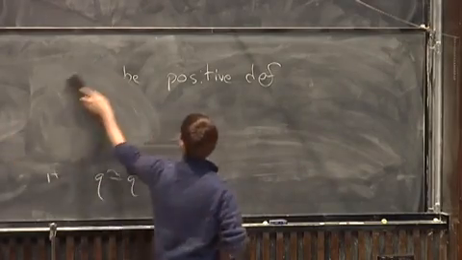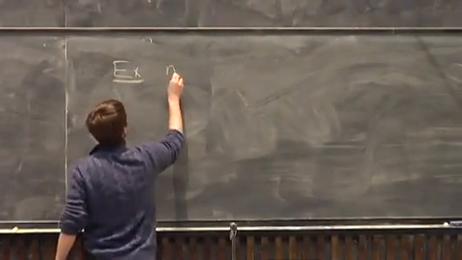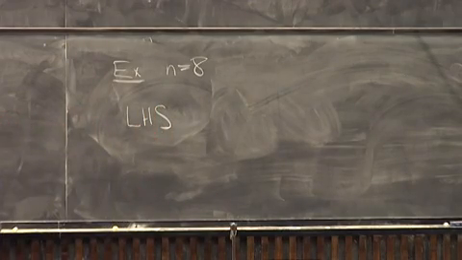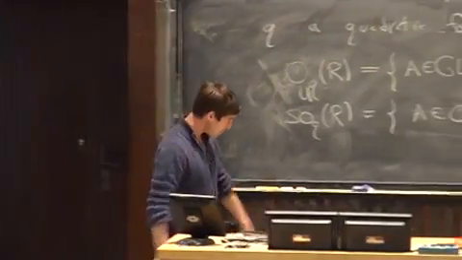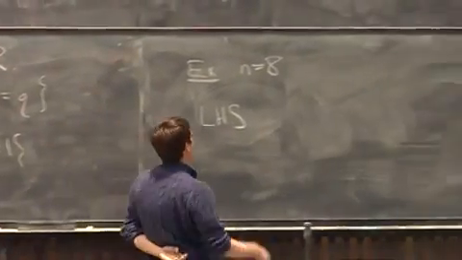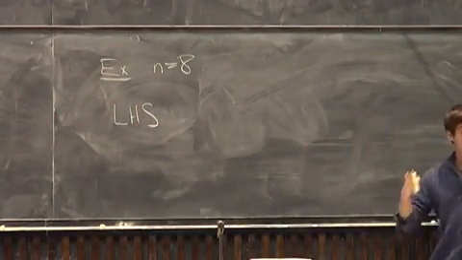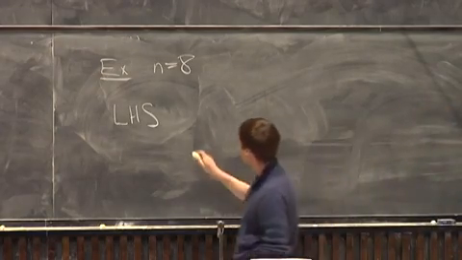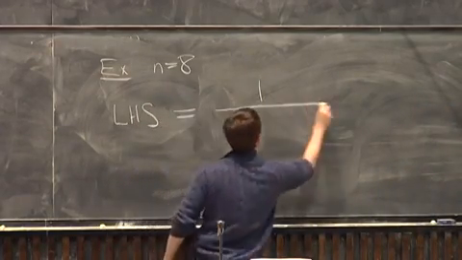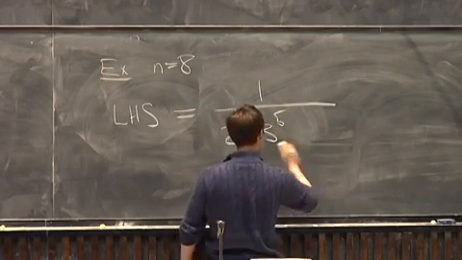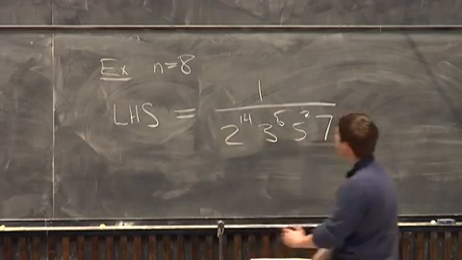The first example I told you would appear when n is equal to 8. So when n is equal to 8, what happens? Well, in 8 variables, there's a unique unimodular quadratic form. It's the E8 lattice, which came up in an earlier talk. So the left-hand side is just 1 over the size of the automorphism group of the E8 lattice. And that's the Weyl group of E8. And I believe that's 2 to the 14th, 3 to the 5th, 5 squared times 7.